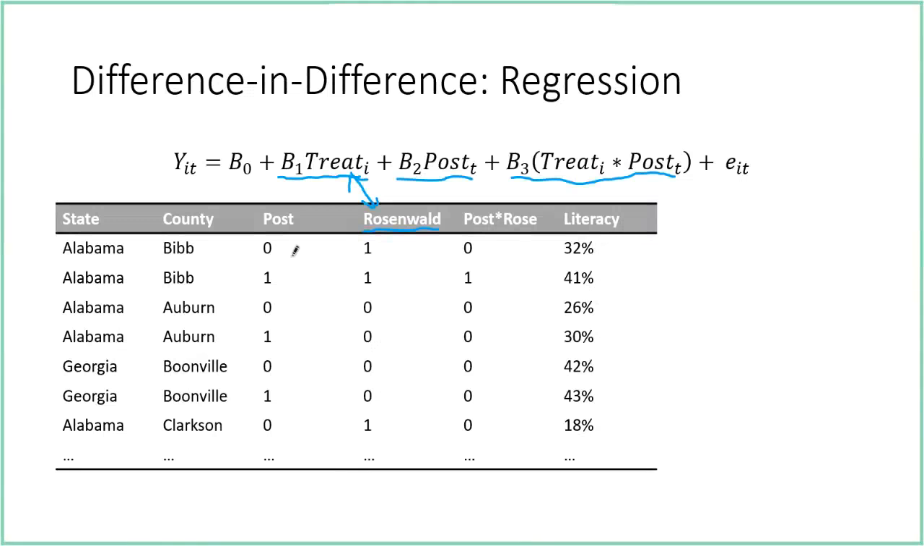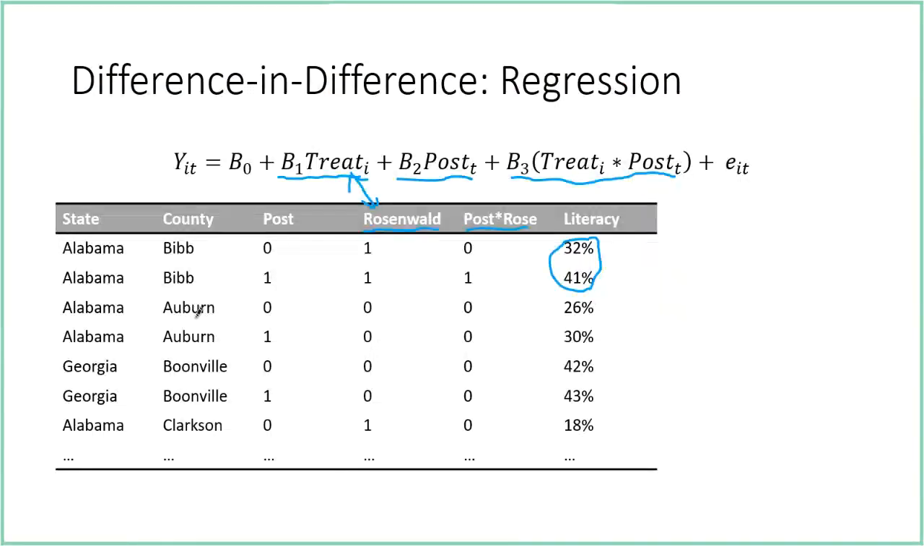All right, and for Bibb County, only the second observation, which maybe is measured like 10 years after the school was built, has post equal to 1, because post is indicating whether this observation occurred after the Rosenwald schools were built or before. And then for both cases, we have the literacy rate over here. So in Bibb County, the literacy rate went up by 9% from before to after the Rosenwald schools were built. And then the interaction variable is equal to post multiplied by Rosenwald. So the first one is equal to 0 because post is equal to 0. The second one is equal to 1 because post and Rosenwald are both equal to 1.